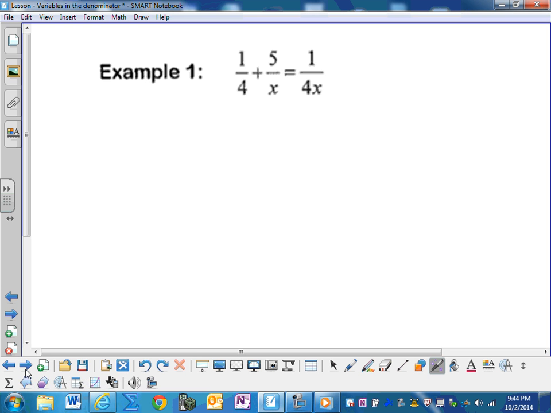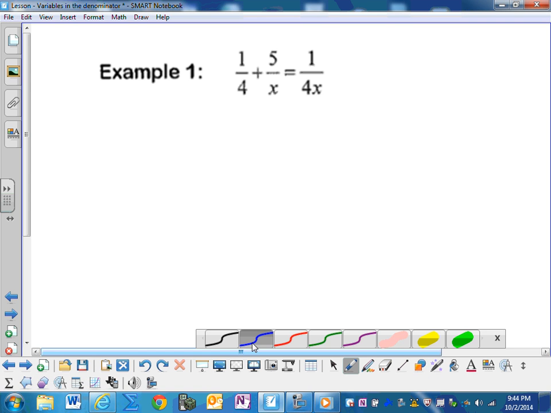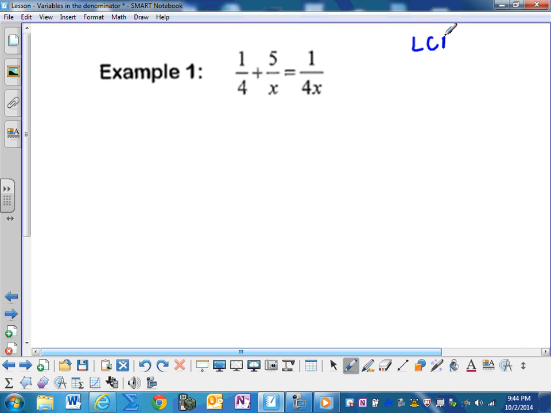Example 1. 1/4 plus 5 divided by x is equal to 1 divided by 4x. So the first step is to determine the least common multiple. So you look at the denominators 4x and x, and the least common multiple would be 4x. So now I'm going to multiply each term by the least common multiple.